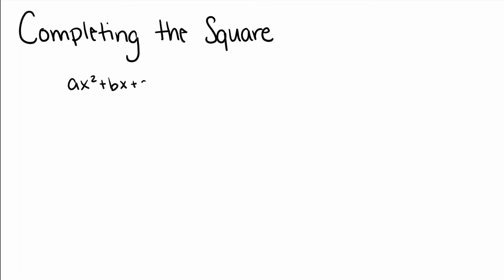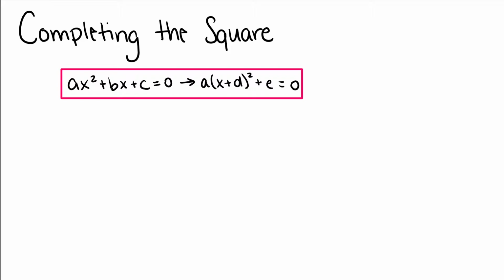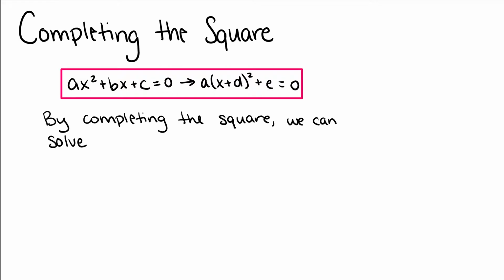Today we're going over completing the square. We complete the square in our quadratic functions so that we can solve for x. Basically, we're taking our function of the form ax squared plus bx plus c equals 0 and converting it to a times x plus d squared plus e equals 0. Keeping in mind, a, b, c, d, and e are all real numbers and they're all just constant values. By completing the square, we are able to solve for x in our quadratic functions.